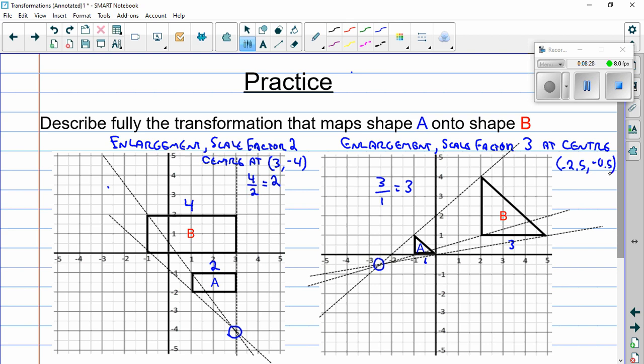So that is it for describing an enlargement with a positive scale factor. Next, we're going to work on negative scale factors and fractional scale factors before finishing up. But we'll apply the same techniques we've learned with positive ones to proceed forward.